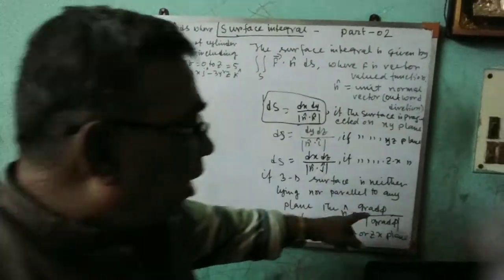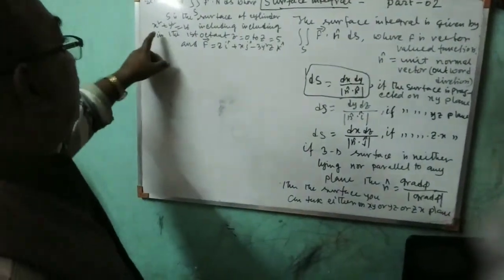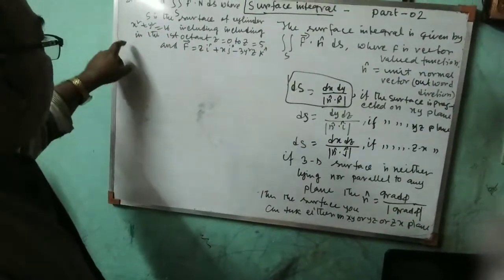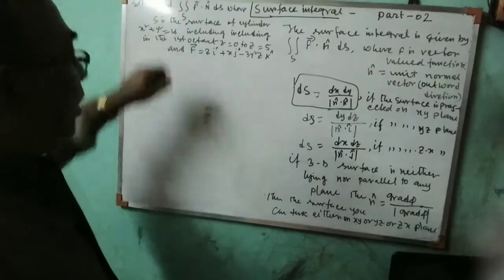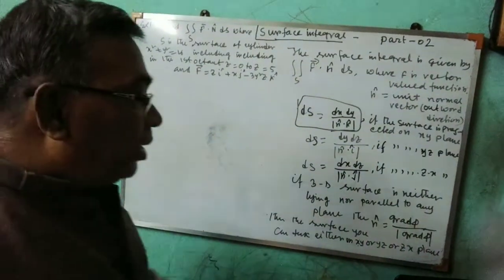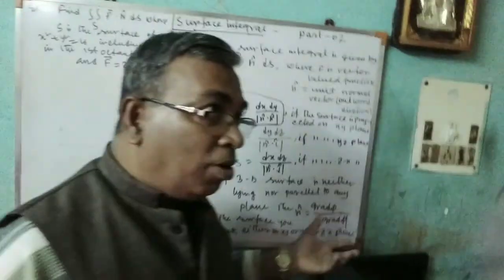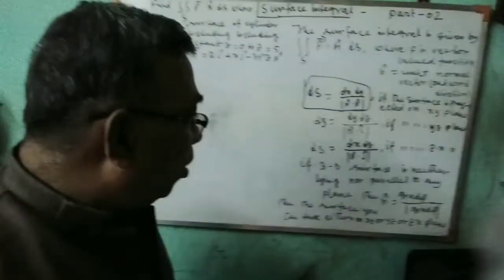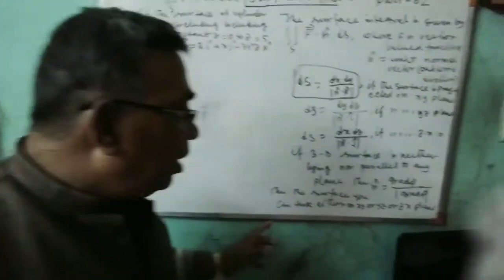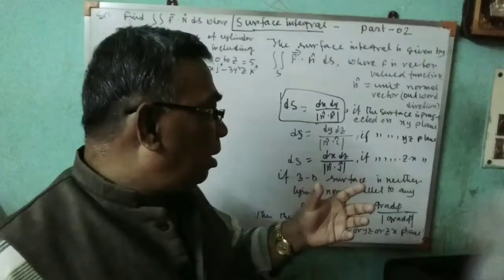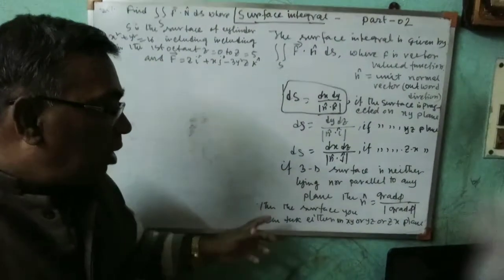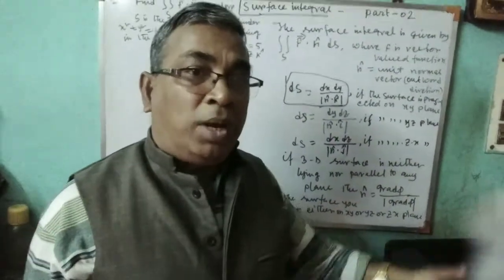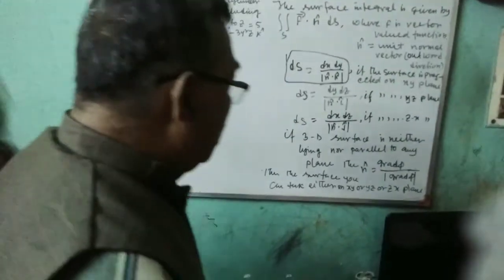Actually, what is phi? Here a cylinder is given, x square plus y square equal to 16. So phi will be x square plus y square minus 16. This is phi. Then grad phi, that is del phi, then divided by mod del phi. Then you will get the value of n. That means if the surface is neither lying on nor parallel to any plane, then you can take the surface on either the xy plane, yz plane or zx plane. Okay, now just follow me.